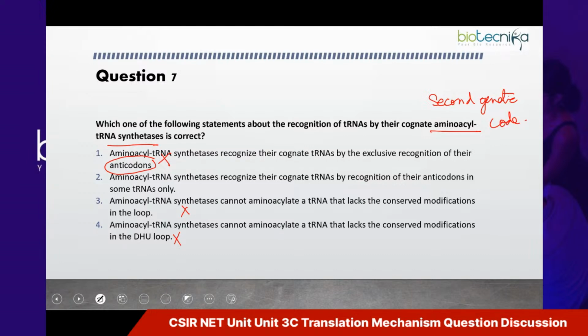Okay, so out of all the statements given, which is the most correct one? The most correct one is: aminoacyl-tRNA synthetases recognize their cognate tRNA by recognition of their anticodon in some tRNAs only. Okay, I'm not saying that it cannot happen with the anticodon arm also. It can happen, but usually anticodon alone cannot do it. Okay, anticodon plus the conserved sequences will also be taken into consideration while recognizing a particular tRNA that has to be charged with the same amino acid. So the answer here will be option 2.